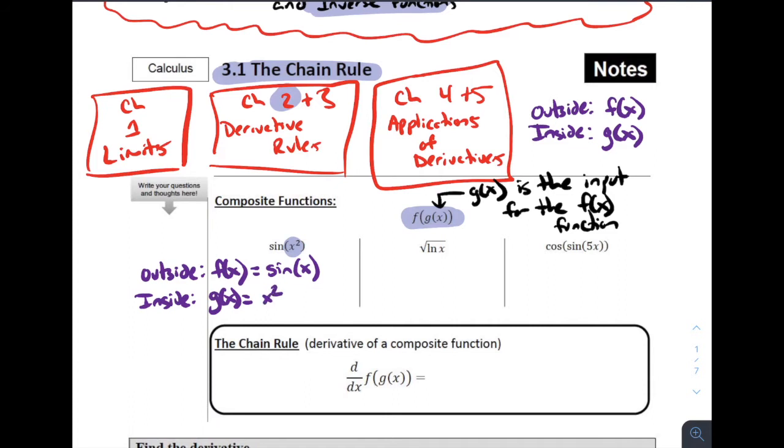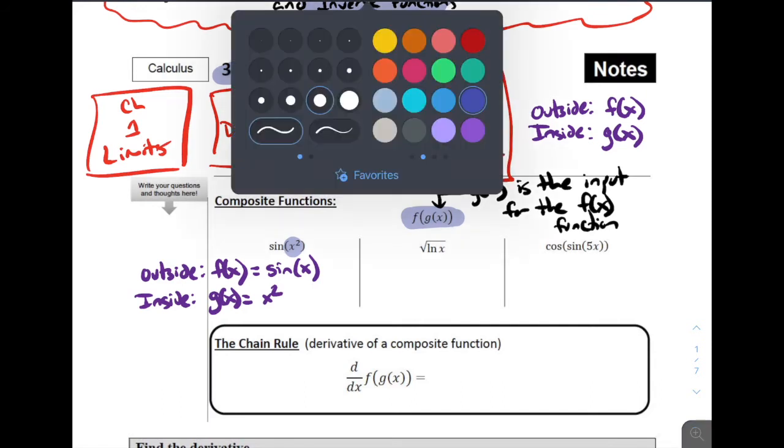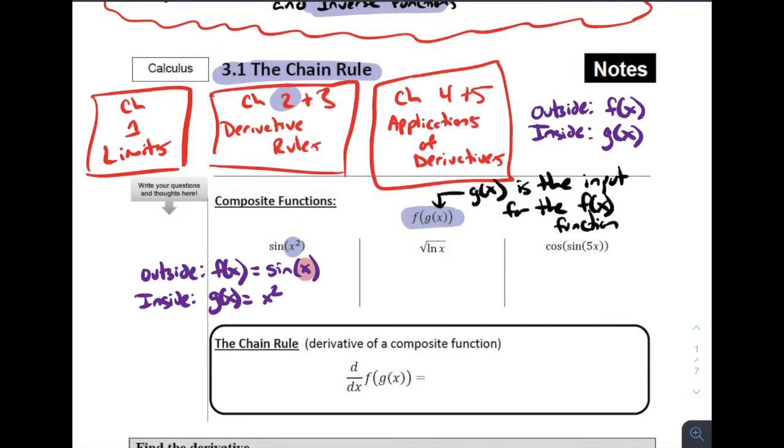Now we can always determine whether or not we picked the correct f and g of x by actually finding f of g of x. If we did f of g of x for this particular problem, we would be replacing this x with whatever our g of x is. And so if I were to take that x squared and make that the input for my f of x function, we would have sine of x squared, which is exactly what we would want that function to be. So we've broken it down into our outside and our inside.